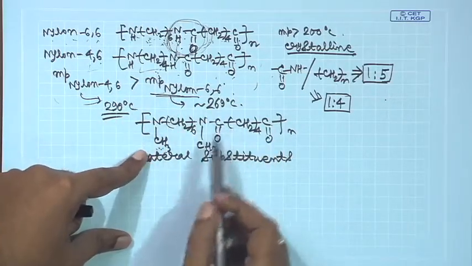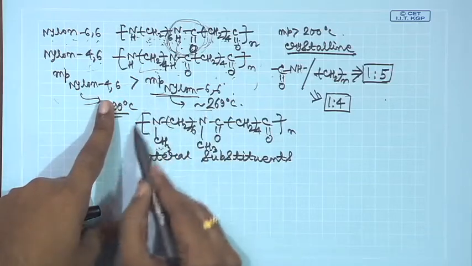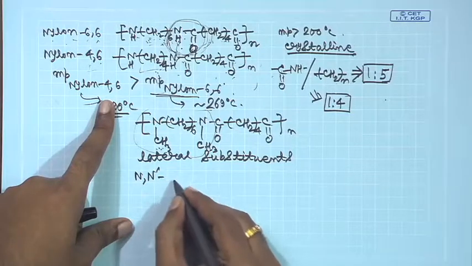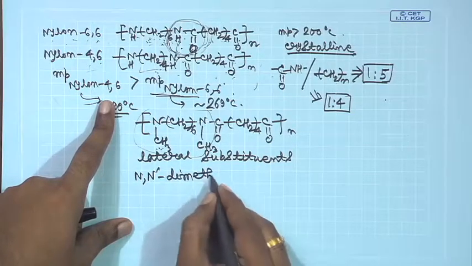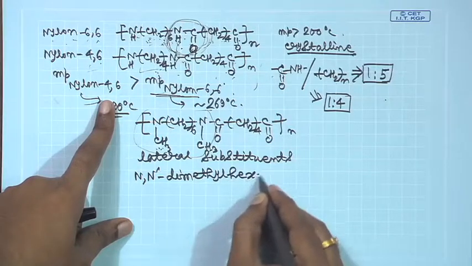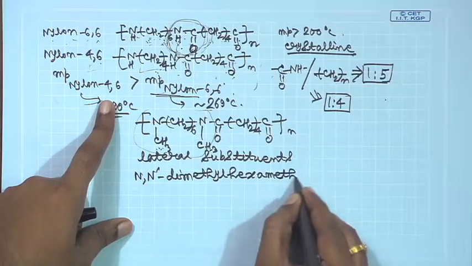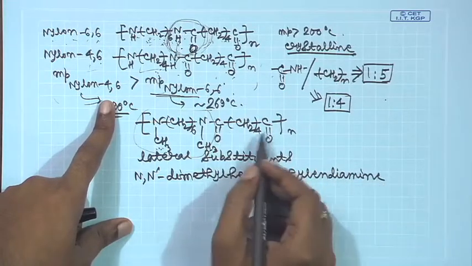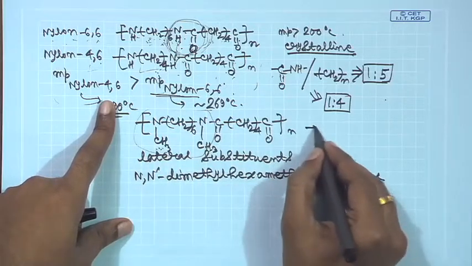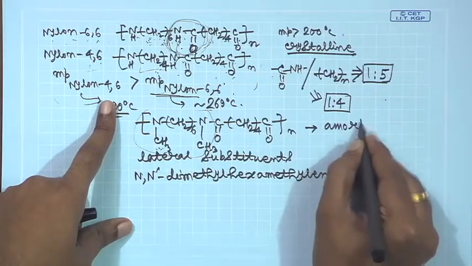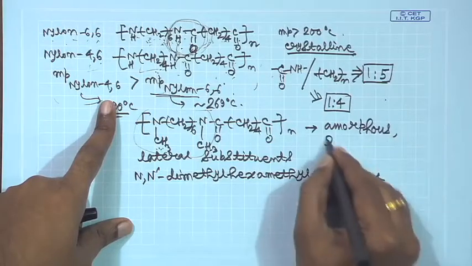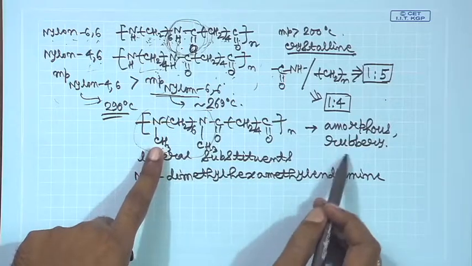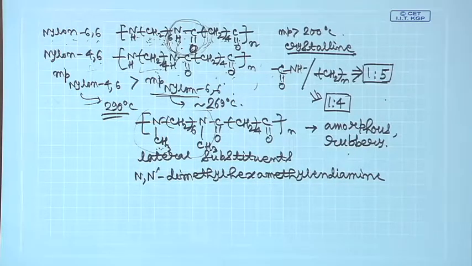So, if you have this material, how can you prepare it? You start with an amine which corresponds to this, which is basically N,N' dimethyl hexamethylene diamine, and then you react that with adipic acid, and then you get this product. This product is not crystalline, it is actually amorphous and rubbery. So, you now see how the structure directly dictates the property.